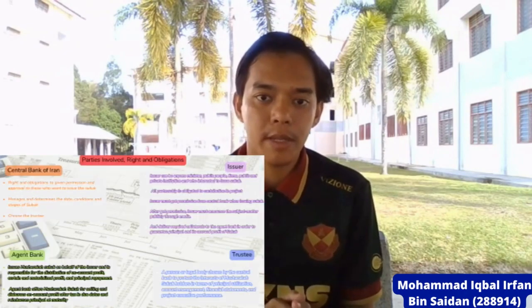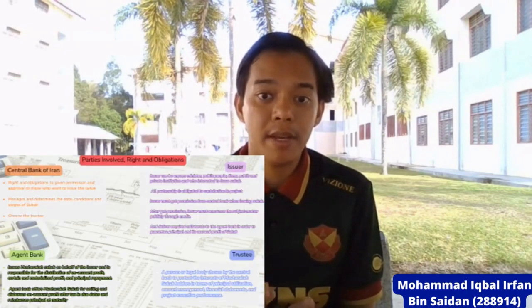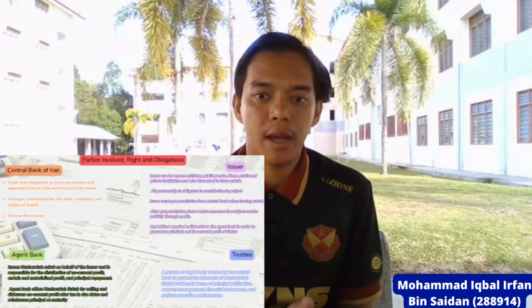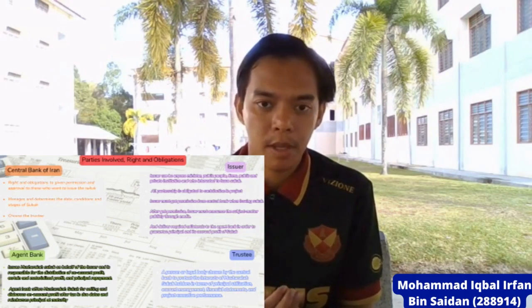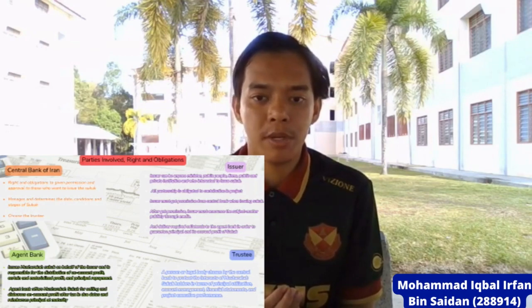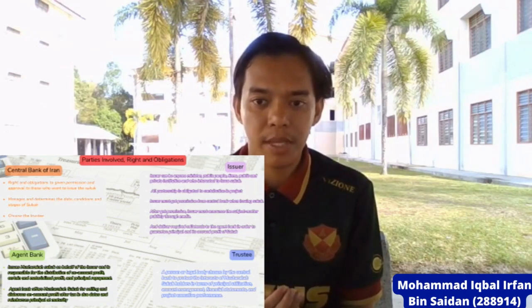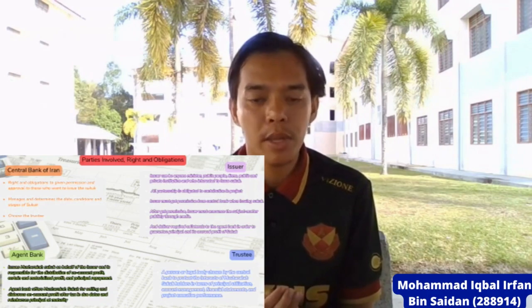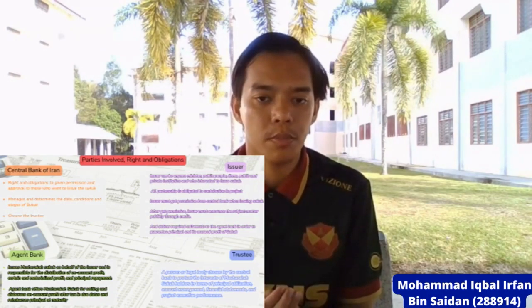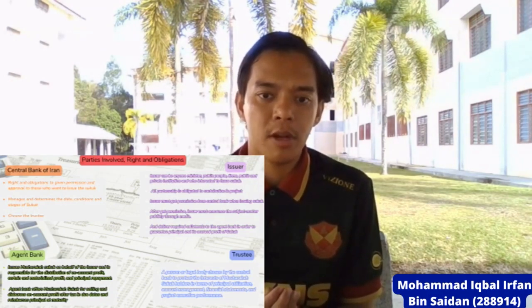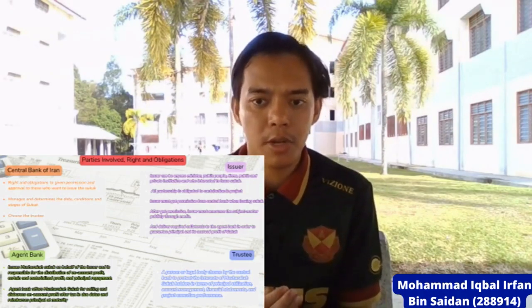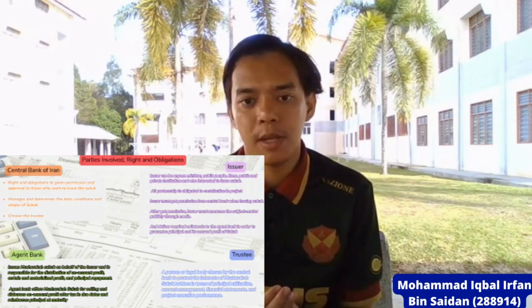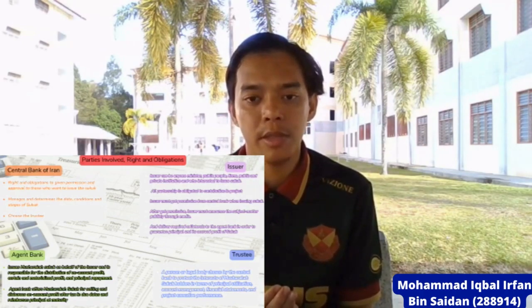So, the parties that are involved, and their rights and obligations. Firstly, the Central Bank of Iran has the right and obligation to give permission and approval to those who want to issue the sukuk. The Central Bank of Iran also manages and determines the date, condition, and scale of the sukuk. Lastly, it chooses the custody.